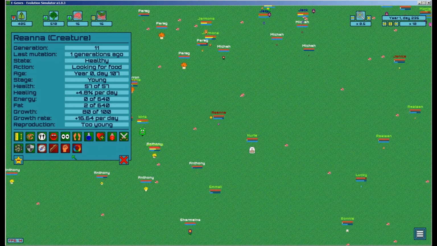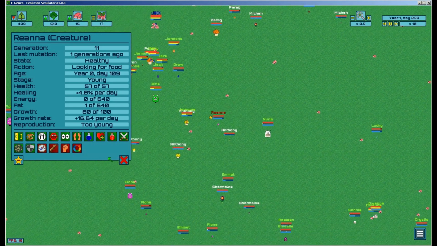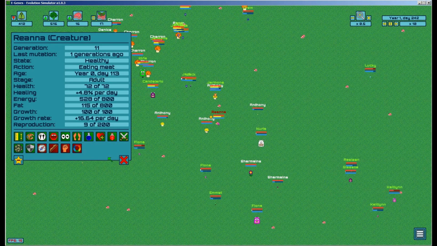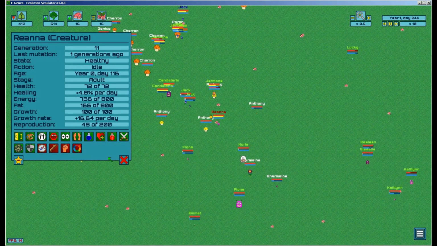In the next major update, I want to add two things: an option to save and load, and a mutation log inside the statistics window.